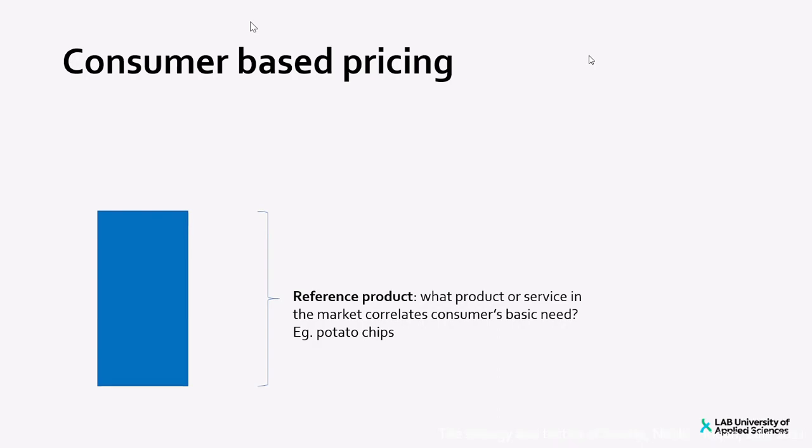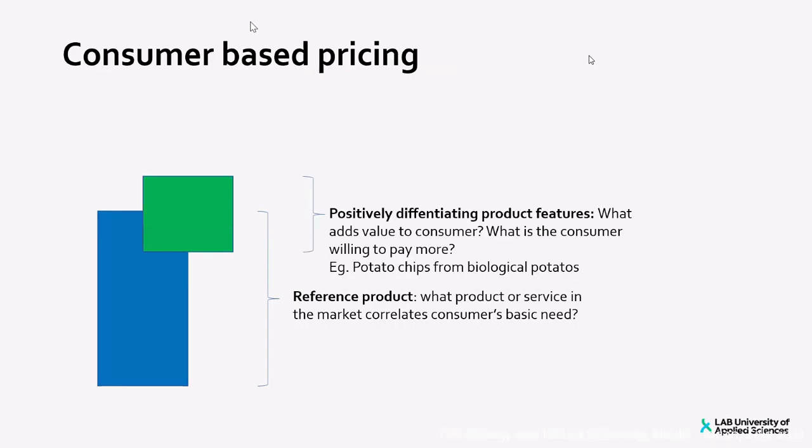That's the basic need. If the consumer goes to the grocery store and is really craving chips, then the basic reference products are the potato chips there. Then there are other things that also impact consumers' decision making.